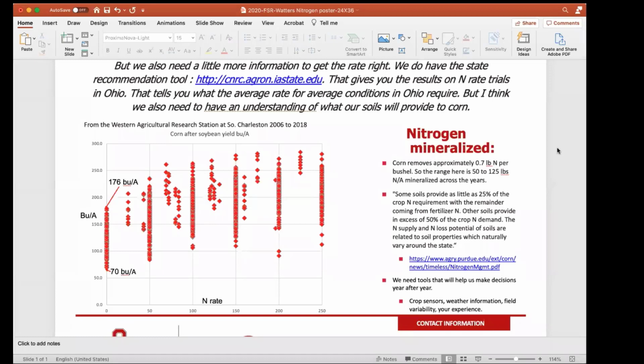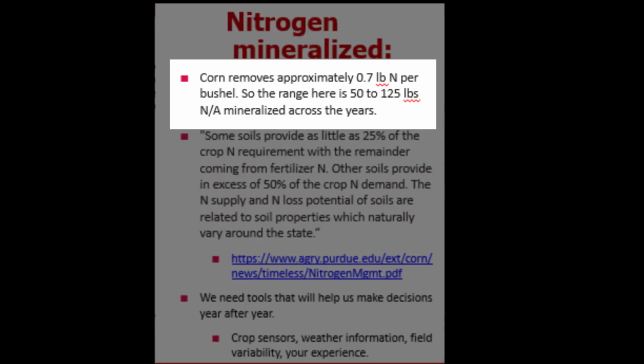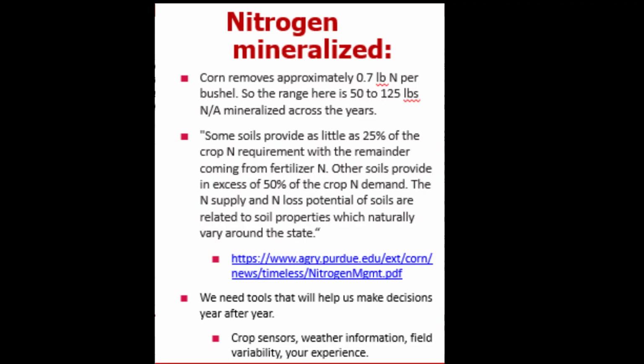And then I've got a little note over here on the side, how much nitrogen do we actually mineralize? And so I do some assumptions here, but I estimate that we get 0.7 of a pound of nitrogen per bushel. So I simply take the yield, so 176 or 70, whatever. And we've got a range of about 50 to 125 pounds of nitrogen that we mineralized each year. And most of us, most farmers in Ohio, just assume it's zero, but it is not zero. That 50 to 125 is certainly more reasonable.